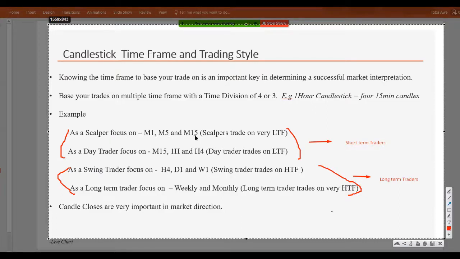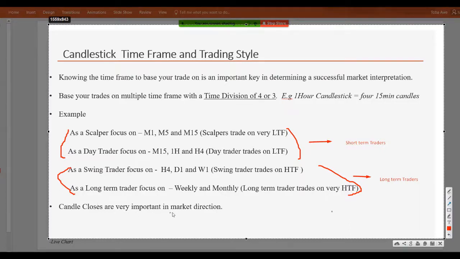So if you're a scalper, you're trading on 1 minute, 5 minutes, and 15 minutes, meaning those are the time frames in which you monitor the market, to take the market decision. Now for the day traders, they look at the 15 minutes, the 1 hour, and the 4-hour candlestick. For swing traders, they look at the 4-hour candlestick, 1 day and 1 week. While the long-term trader focuses on weekly and monthly. Now, you need to know where you fall between these 4 categories of traders.